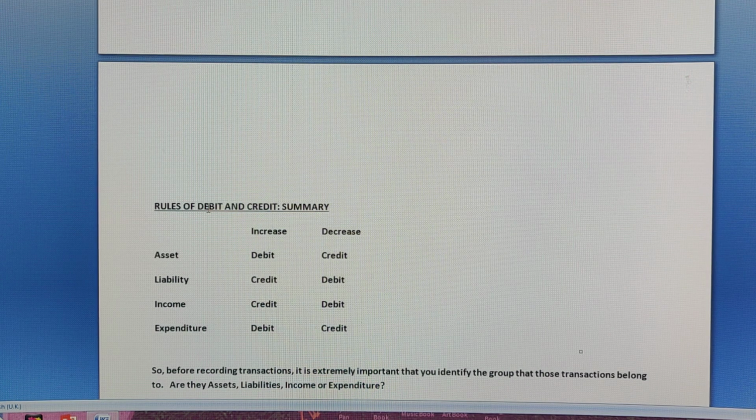And the end result of that will be a balanced trial balance, an accurate P&L account, and an accurate balance sheet. And of course, a reliable report.